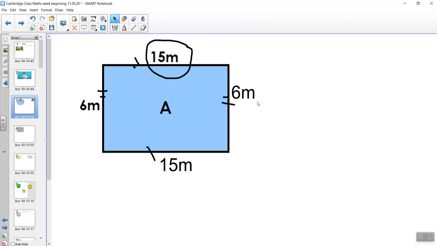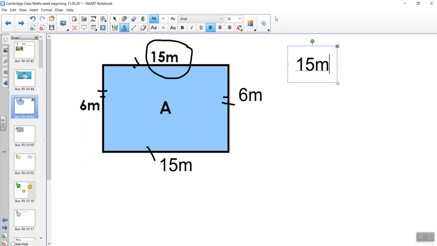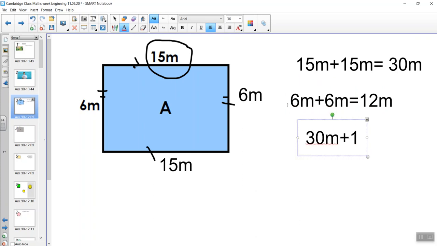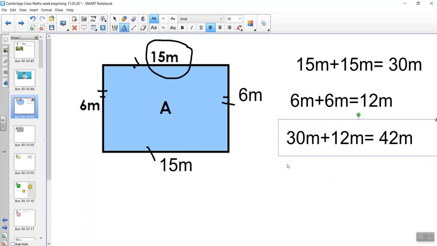So now I've been able to work out the length of each of the sides. I can do a short calculation to work out the perimeter. I need to add 15 metres and 15 metres, which comes to 30 metres. And then I also need to add 6 metres and 6 metres, which comes to 12 metres. And then, of course, I need to add those two bits together. So I need to add the 30 metres and the 12 metres. And that comes to 42 metres. So the perimeter of my shape is 42 metres.